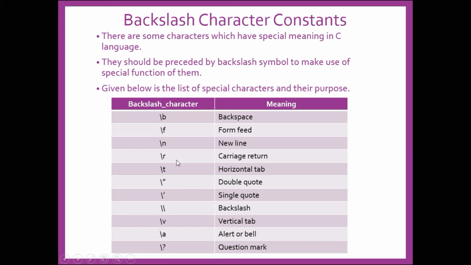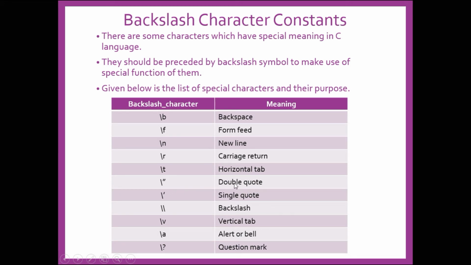\r. \r is used for carriage return. Carriage return is like when you use the enter key, and it also creates the line. It goes to the new line. \t. It is used for creating the tab space. Horizontal tab is created using the \t.